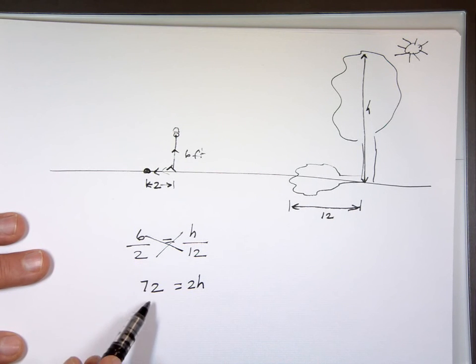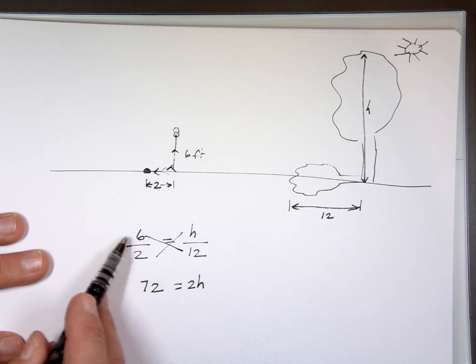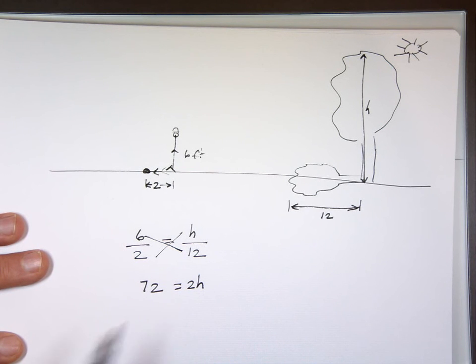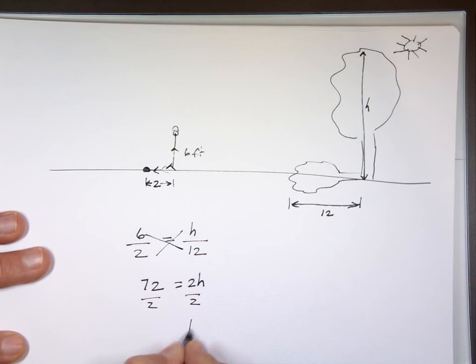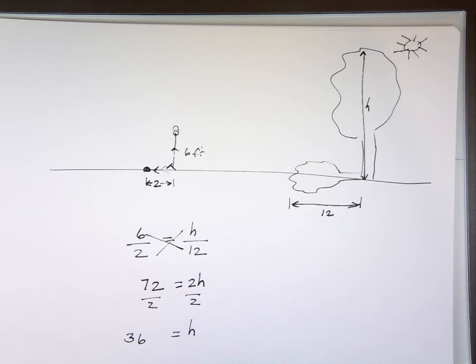So 6 times 12 is 72 equals 2H. Divide by 2. How tall is the tree? 36 feet tall. I didn't have to climb it. Nothing. I can measure the shadow. It's not that difficult. Start from the tree, take the yardstick and start flipping it, and see how many times you have to flip it. Take your height and do a ratio.